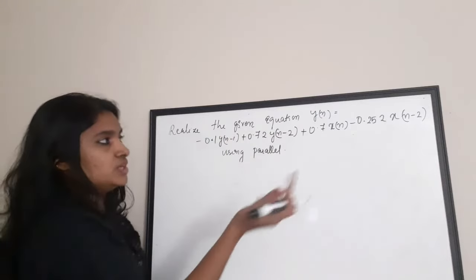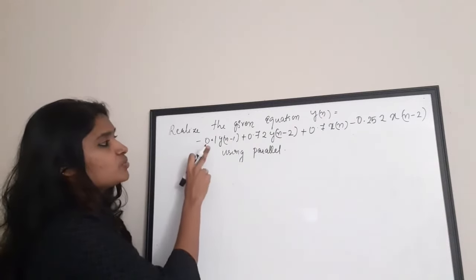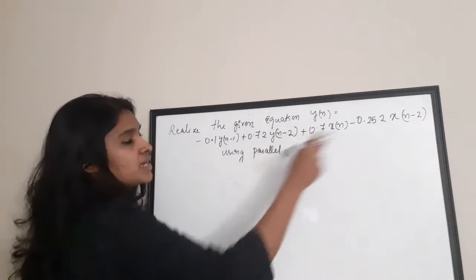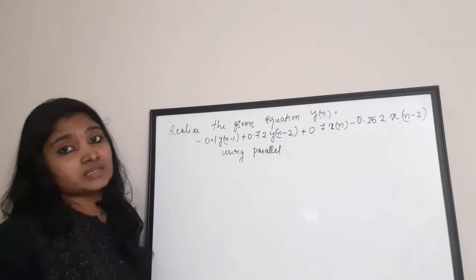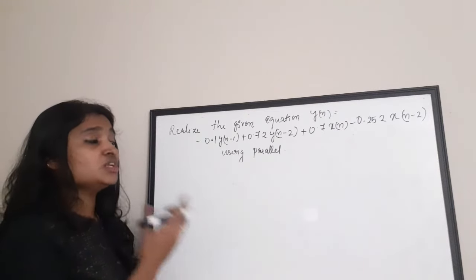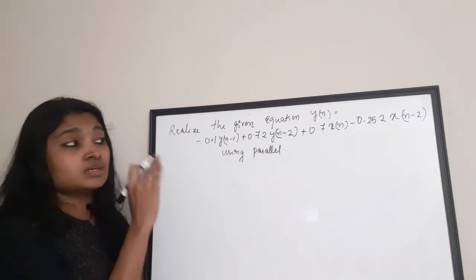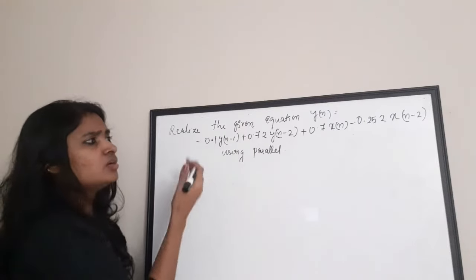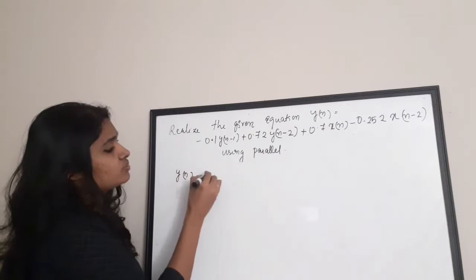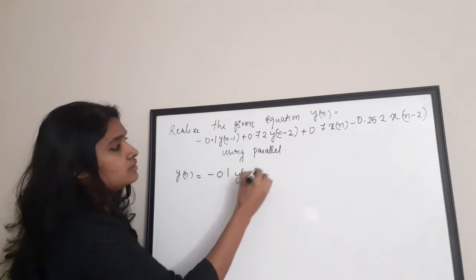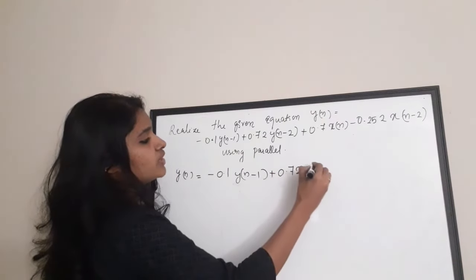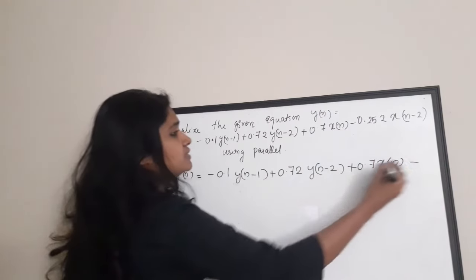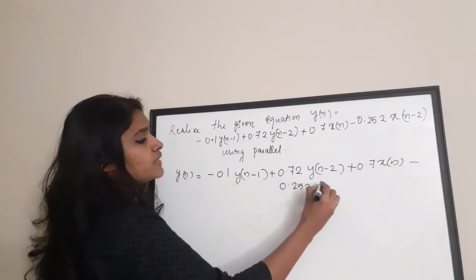Realize the given equation: y of n is equal to minus 0.1 y of n minus 1 plus 0.72 y of n minus 2 plus 0.7 x of n minus 0.252 x of n minus 2. This is the question. The first thing we need to do is find the Z transform of this equation. This is a difference equation. So, I'll write it once again: y of n is equal to minus 0.1 y of n minus 1 plus 0.72 y of n minus 2 plus 0.7 x of n minus 0.252 x of n minus 2.